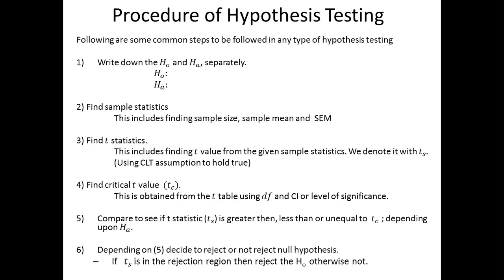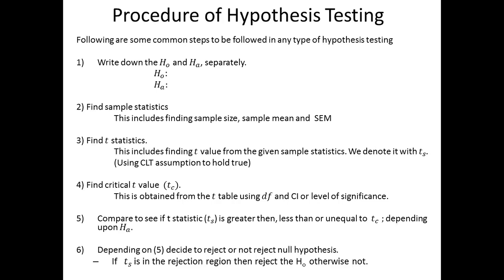The fifth step is to compare to see if the t statistic is different from the critical t value. It can be greater, it can be lesser, or it can be just different from it. And that depends basically upon our alternative hypothesis, what we are actually trying to find. Now, the last step is the sixth step, which depends upon the previous step number five. We have to decide to reject or to not reject our null hypothesis. If TS is in the rejection region, then we reject the null hypothesis, otherwise not.